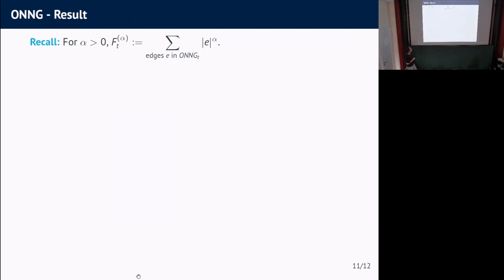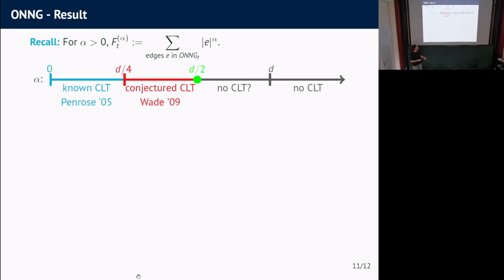Okay, so going back to our online nearest neighbor graph result, here is a recall of what we're looking at. So we're looking at the sum of edge length to the power alpha. And it actually turns out that this power alpha has quite some influence because of the long edges of the graph. So it's been shown that if you make alpha too large, then you actually don't have a central limit theorem anymore, because the behavior of the long edges takes over instead of the sum. You just look at some of the longest edges.